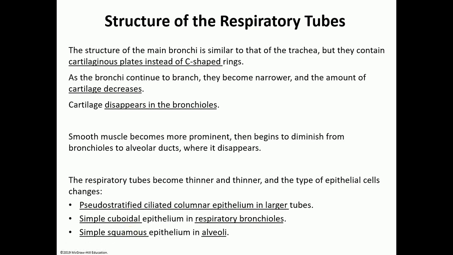As for the epithelial lining of the respiratory tubes, that is also changing. So in the larger tubes, in order to trap things trying to get in, that is lined by pseudostratified ciliated columnar epithelium. And then it starts to flatten down a little bit. Okay, so this columnar epithelium will be replaced by simple cuboidal when you reach the respiratory bronchioles. And when you reach the alveolus, that's where it becomes even flatter in that you only have that simple squamous epithelium.